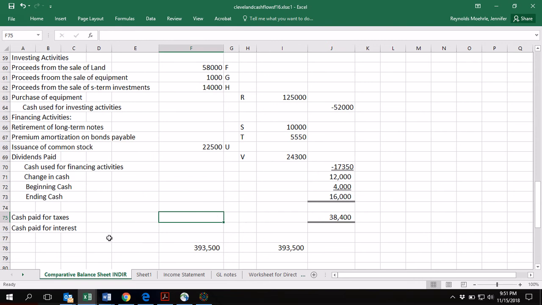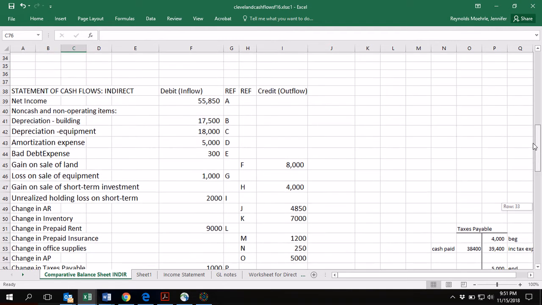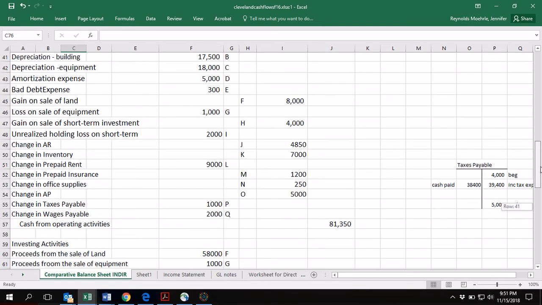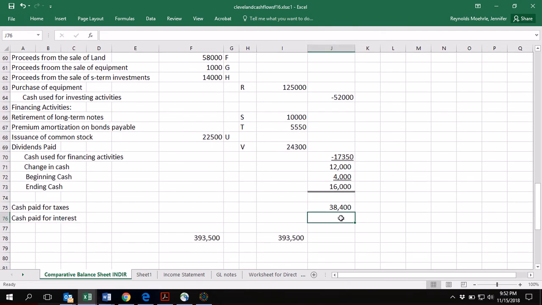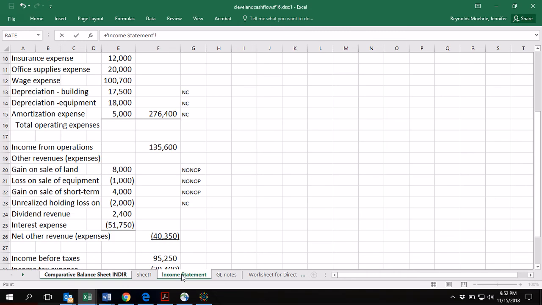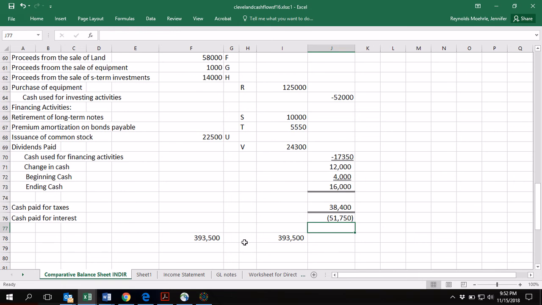And then I would be looking for interest. In our problem, we don't have an interest payable account, so I don't have to deal with that. In this situation, since I don't have an interest payable, I don't need to do the T account math. If I did, I'd use interest payable and interest expense. But what I'm going to use here is just the amount of interest expense and assume it was all paid in cash, except that I've got to make it a net positive number. There we go.